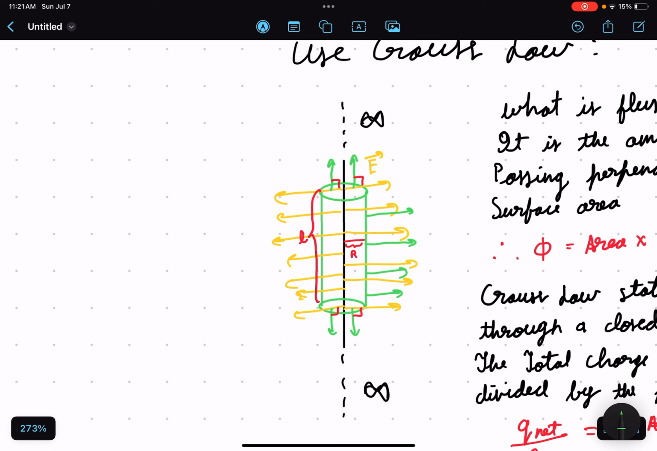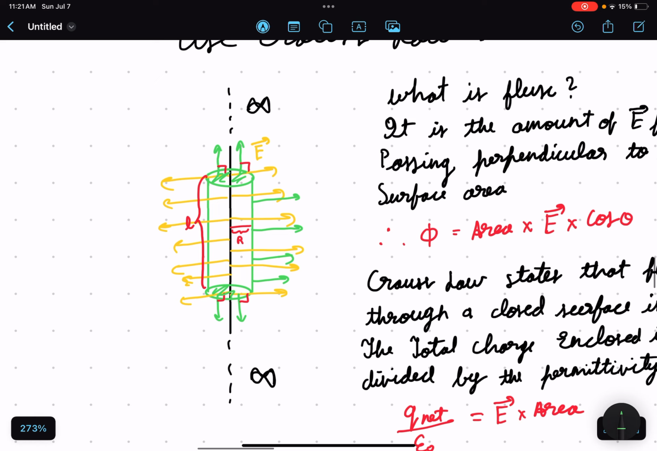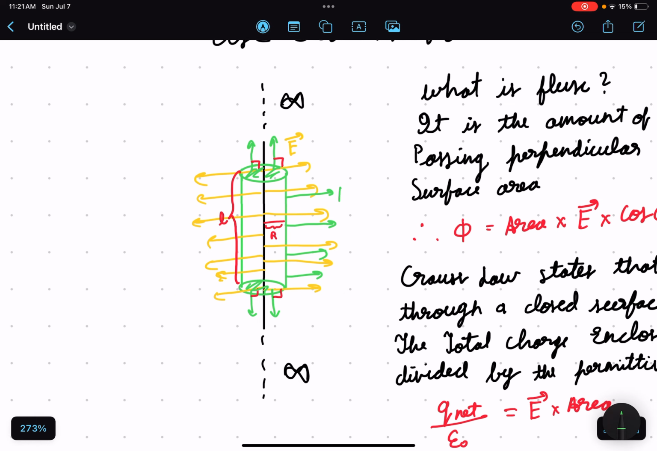If you look at the top and bottom area here, the electric field is actually perpendicular to the area vector. So if you substitute theta as 90 in this equation, you're going to get 0. Those two areas are not going to generate any flux, so we can ignore them. But if you check the curved surface here, the area vector is parallel to the electric field.